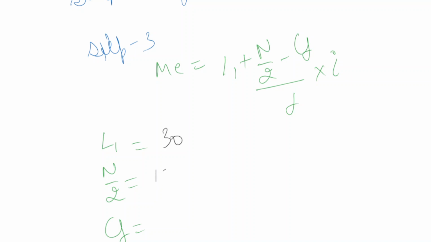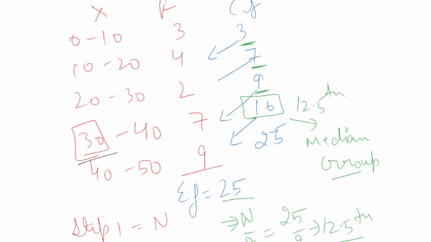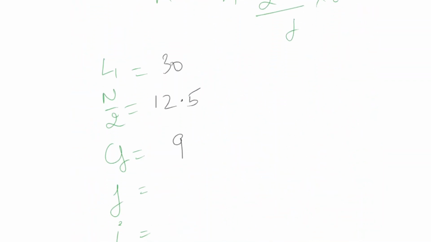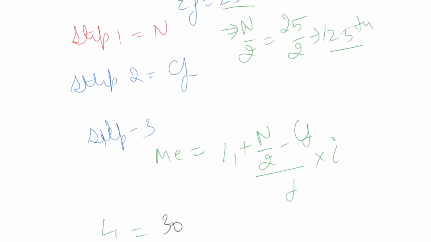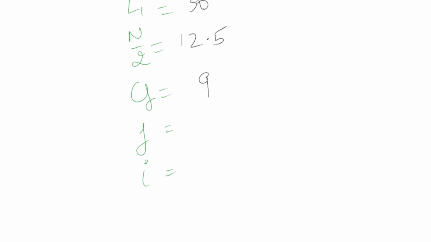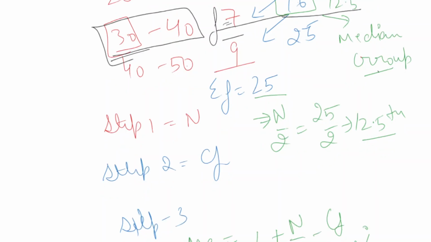n by 2 you have already got, that is 12.5. Then you have to find CF. Whatever is your median group, the value just above it will be considered your CF value. So CF is 9 for this particular question. The value for f is the corresponding frequency of your median group. Median group is this, and the corresponding value of f is 7, right? And the value for i is the difference between your class intervals, that is 40 minus 30, that is 10.